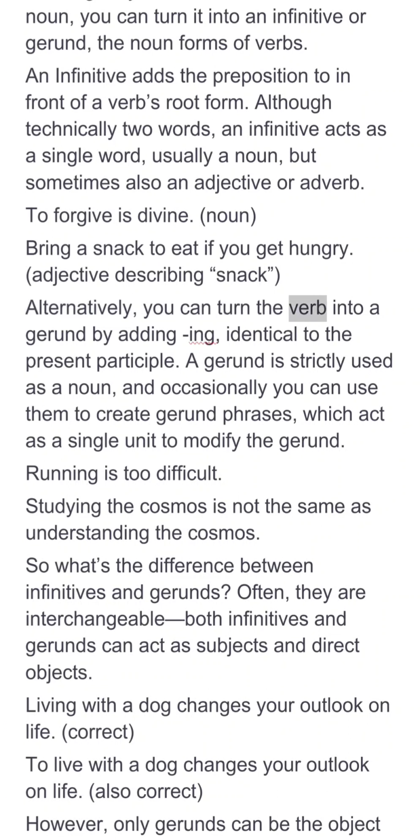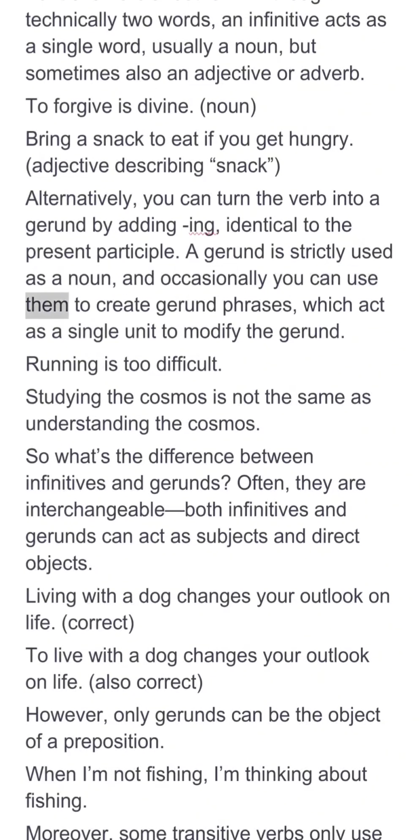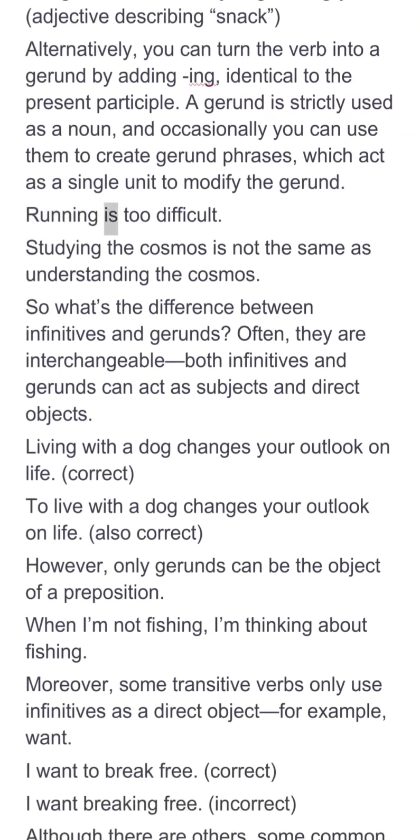Alternatively, you can turn the verb into a gerund by adding ing, identical to the present participle. A gerund is strictly used as a noun, and occasionally you can use them to create gerund phrases, which act as a single unit to modify the gerund. Running is too difficult. Studying the cosmos is not the same as understanding the cosmos.